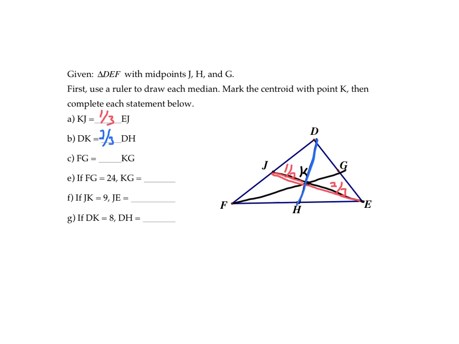For our last median, we're going to compare line segment FG, that's that whole segment, to line segment KG. So this is 1/3 of the whole thing. Then FG has to be equal to 3 times the length of KG. So 3 times this length will equal this entire length. Okay, I'm going to clean this up a little bit, and then we're going to plug in some numbers.